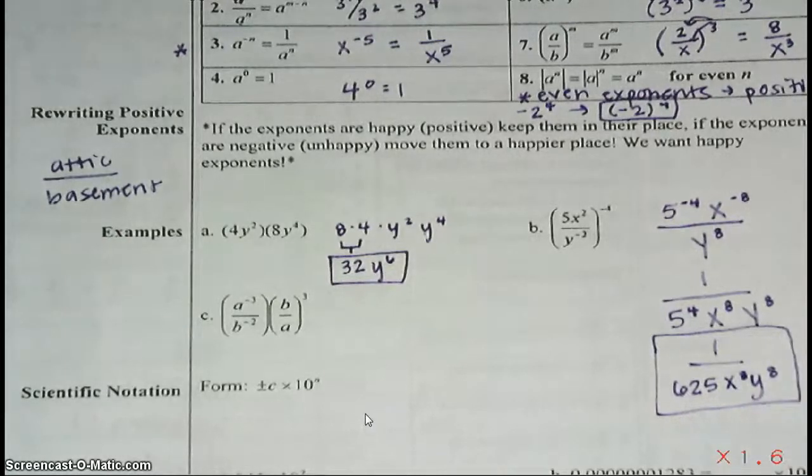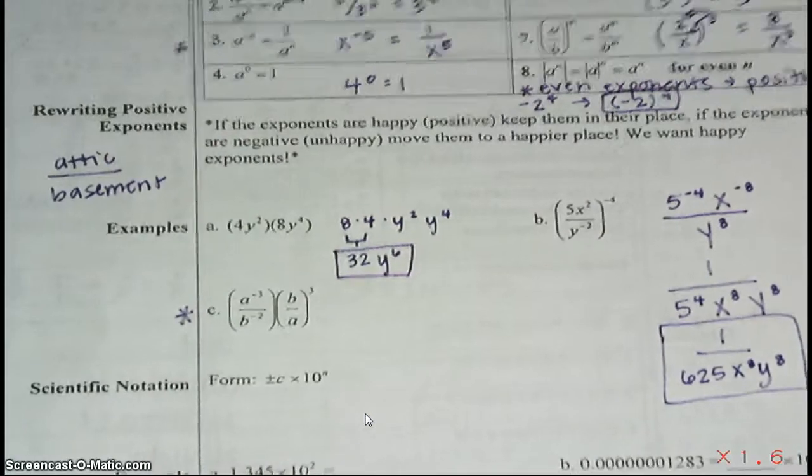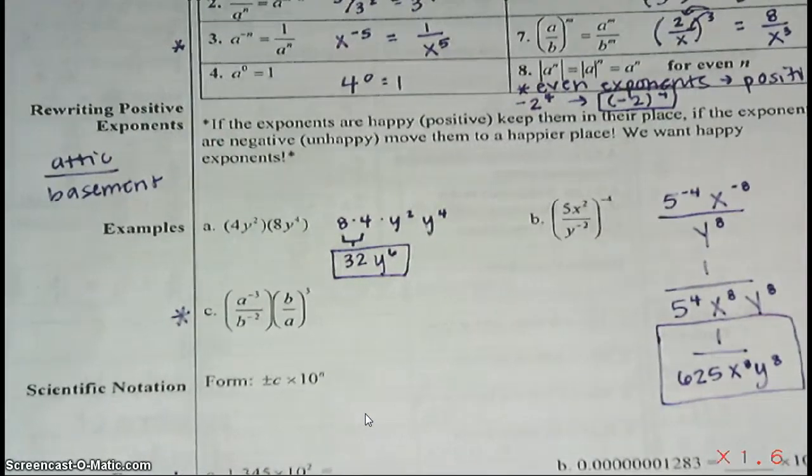Awesome. Go ahead and try C on your own. It has some negative exponents, it has some distribution, and we'll come back to it tomorrow.